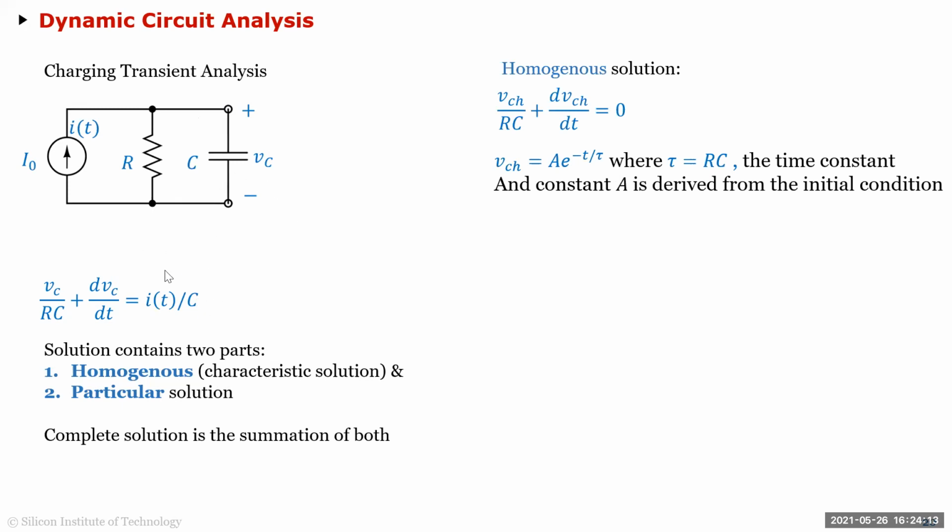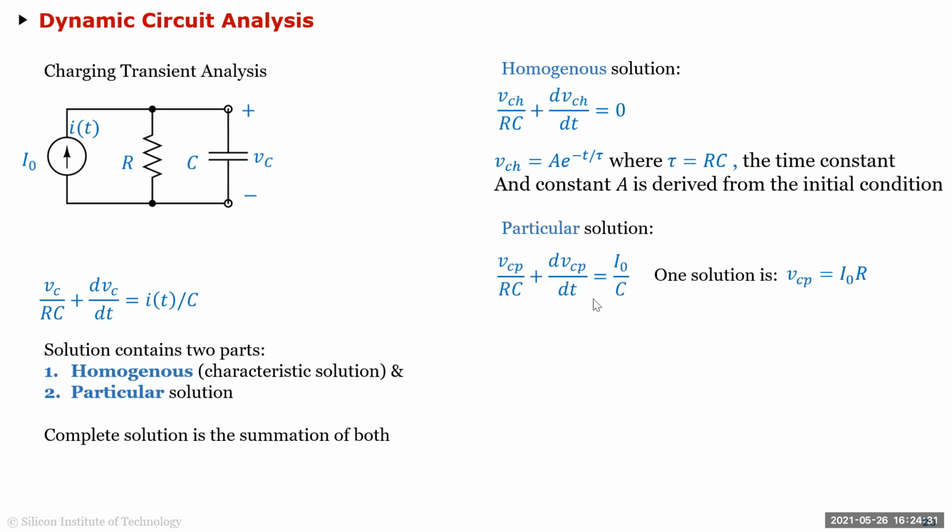So your independent source was I of t, you make that 0 and you solve it. And if you solve it, you get the output VC(h) is equal to A times e to the power minus t over tau. And this tau turns out to be RC, which we call the time constant of this circuit.